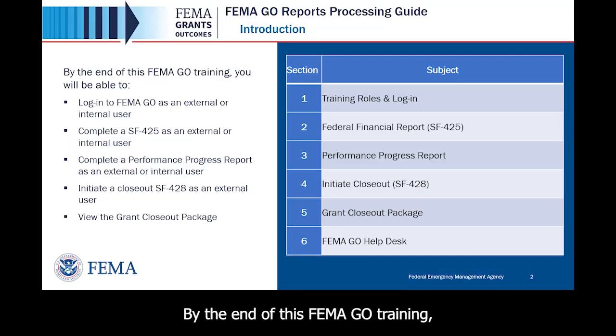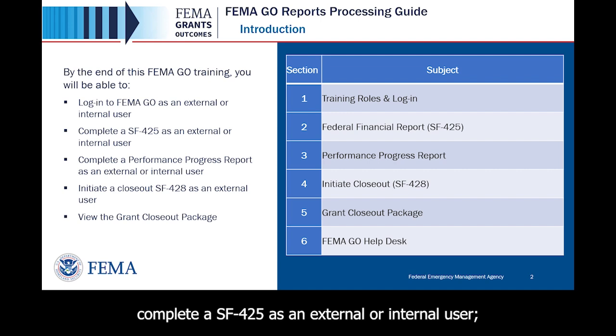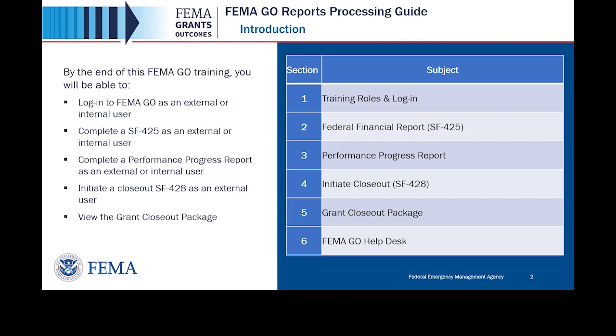By the end of this FEMA Go training, you will be able to log in to FEMA Go as an external or internal user, complete a SF-425 as an external or internal user, complete a performance progress report as an external or internal user, initiate a closeout SF-428 as an external user, and view the grant closeout package.